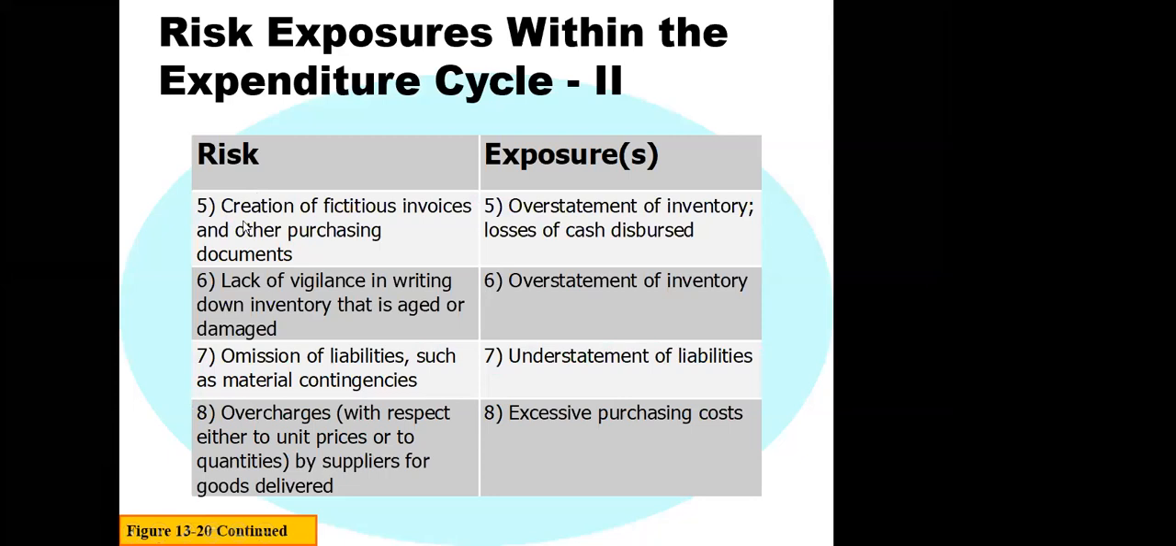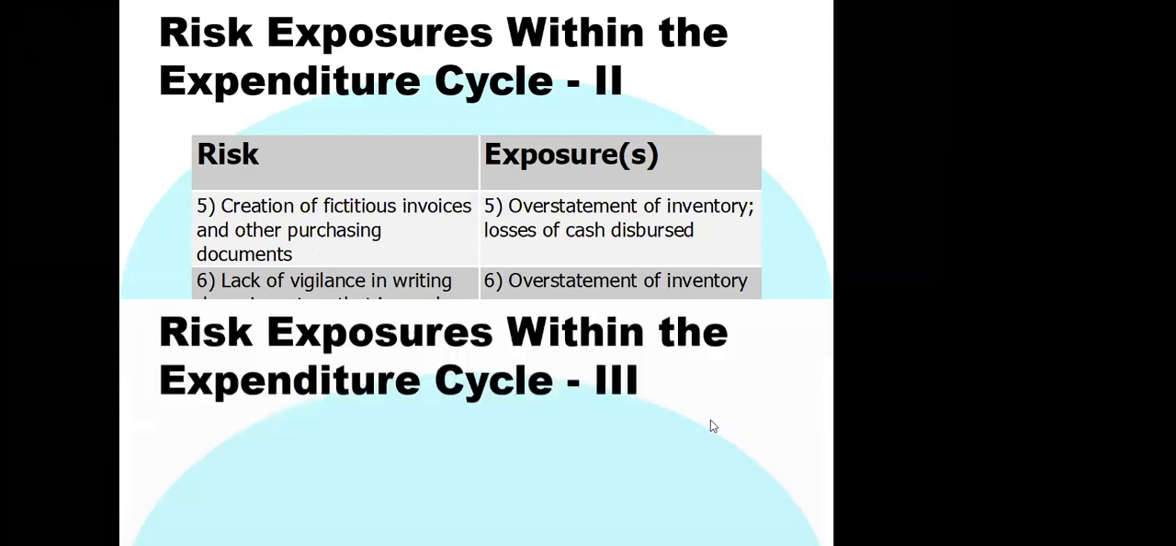Number 5 happens when they want to spend money at the end of the year. So they create fictitious invoices and other purchasing documents and pay them. So somebody's losing, stealing money here. Omission of liability, understatement of liability, overcharges. Of course, if that's going to be the purchasing cost, it will be too much.